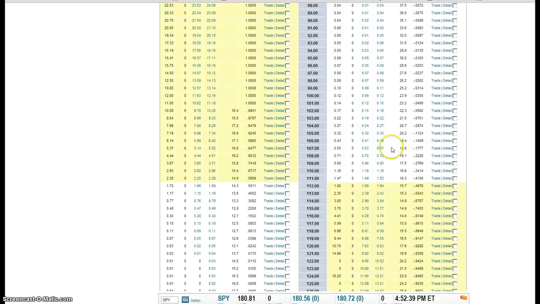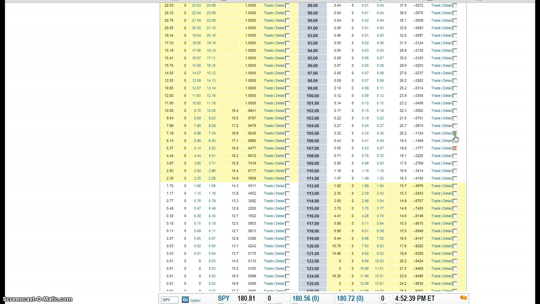Looking at the put side, we don't have a 16, but we have a 17 and a 14. So let's select the 17. Looking at the bid and the ask, it's somewhere between 53 and 57 cents. So here we would be collecting the 53 cents. Let's cover ourselves by going $2 down.